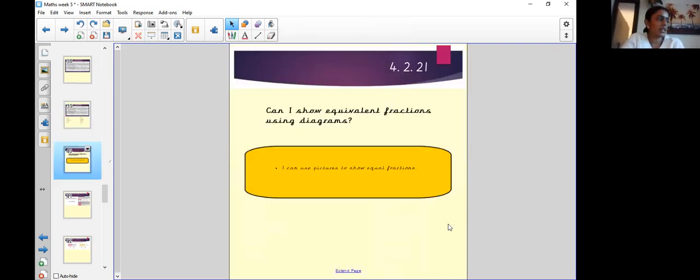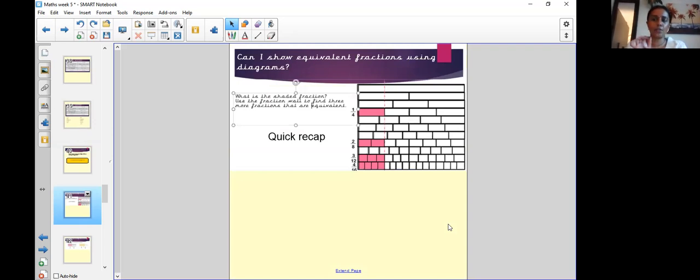So let's have a look at what we're learning about today. So the learning objective is, can I show equivalent fractions using diagrams? Which means for today's lesson, I am going to recommend that you all have a ruler. So here's a quick recap. What is the shaded fraction? So let's have a look. For the shaded fraction here, we have a quarter.